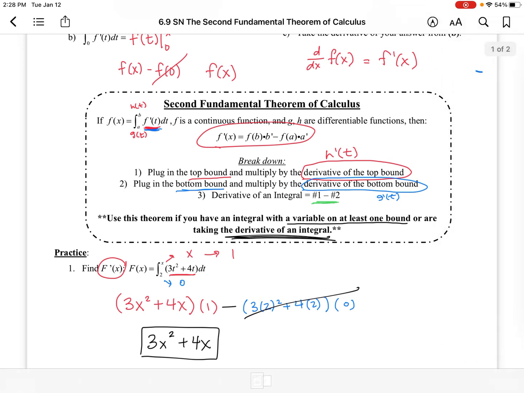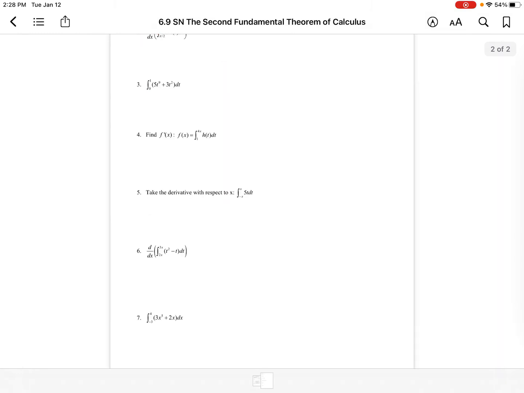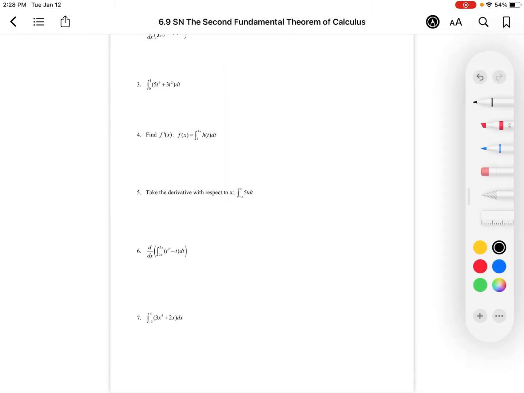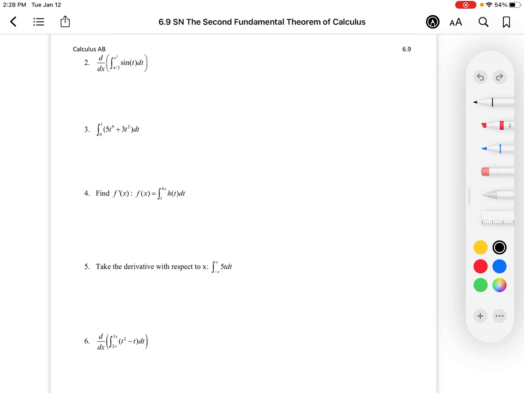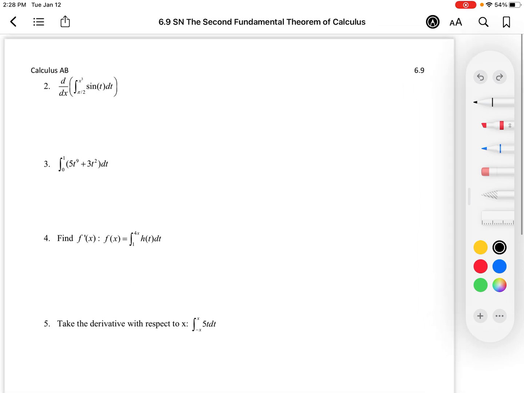And let's look at our next example. So let's go to our next page here. Still learning how to use this new pencil.